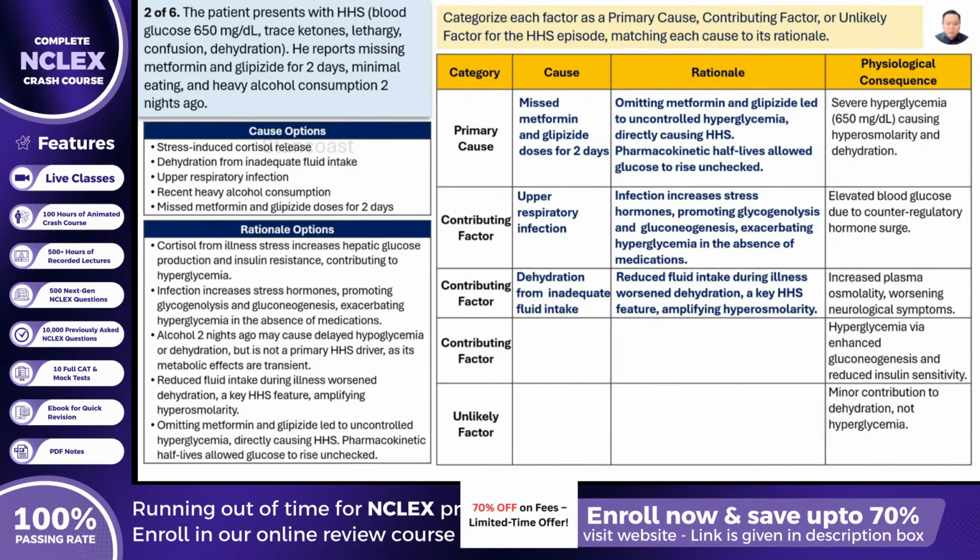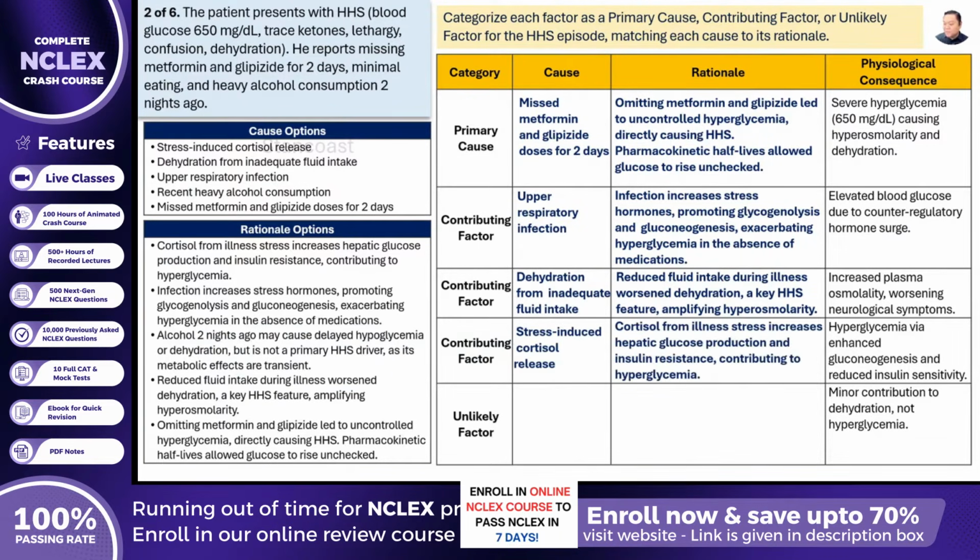And your clue in the right column says increased plasma osmolality, worsening neurological symptoms. So it shows this worsened the effects rather than starting them. Now let's look into the third contributing factor, and the answer to this one is stress-induced cortisol release. And the rationale that we should select is this one: cortisol from illness stress increases hepatic glucose production and insulin resistance, contributing to hyperglycemia.